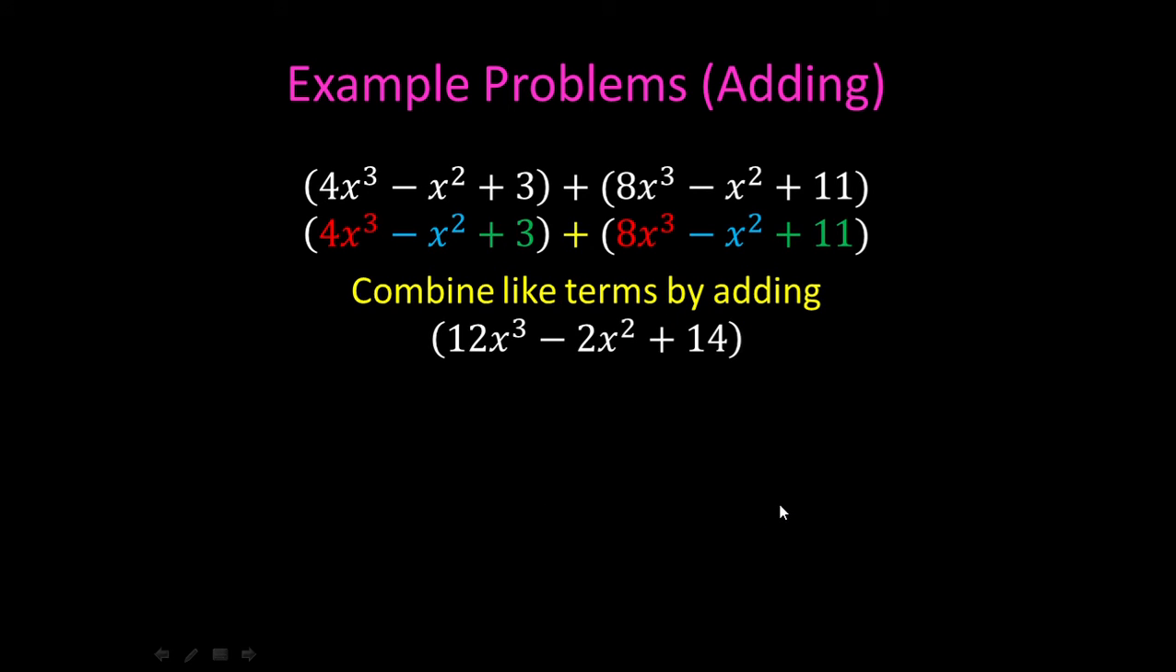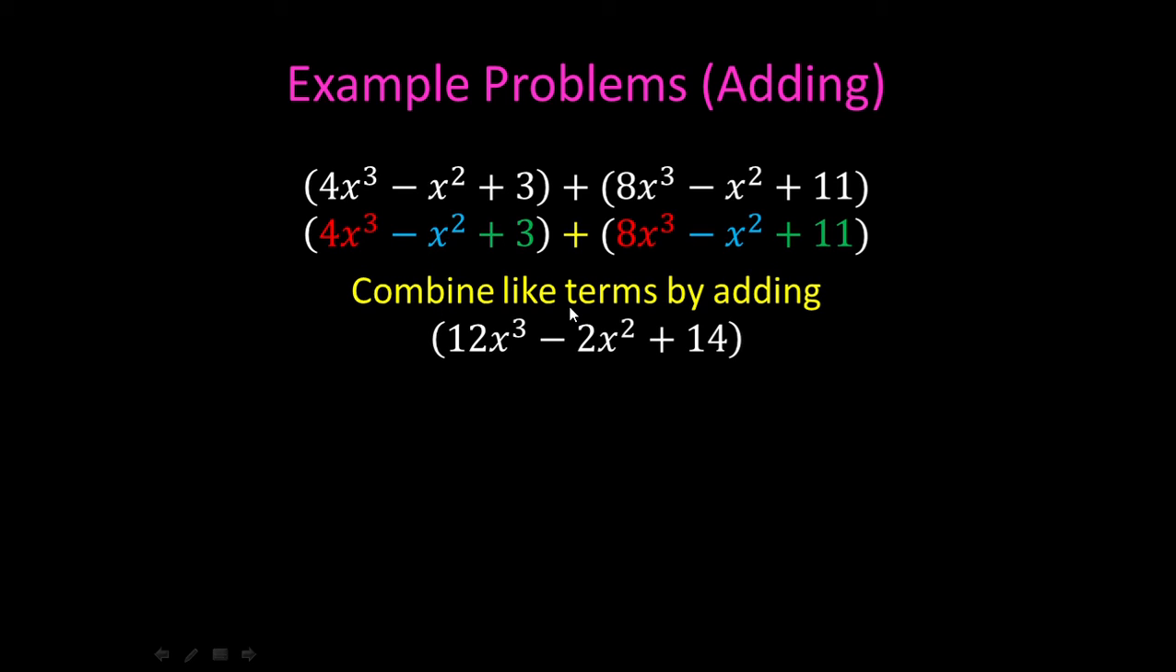Example problems. So, if you had the equation 4x cubed minus x squared plus 3 plus 8x cubed minus x squared plus 11. So you would, as before, find the similar terms. So 4x cubed minus x squared plus 3. Their similar terms would be, for 4x cubed, 8x cubed. For negative x squared, it would be negative x squared. For positive 3, it would be positive 11.